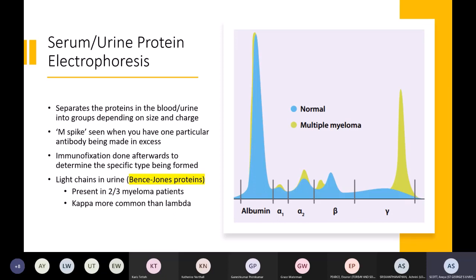And the other thing they mention a lot in exam questions, and to be aware of, is when you have light chains in the urine, they're called Bence-Jones proteins, and that's something you'll see in multiple myeloma. It's in about 2/3 of myeloma patients, so it's really common. More likely to be kappa than lambda, but can be either.